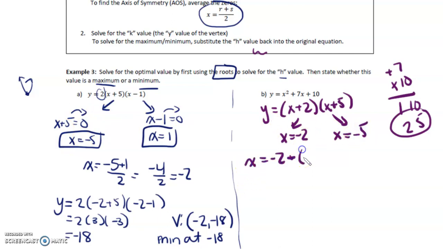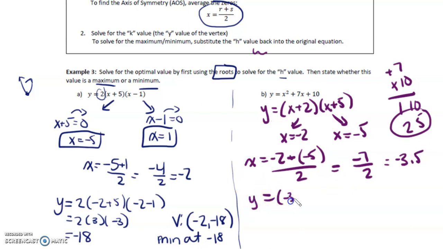So when we go ahead and add these together and average them out, we get -7/2. And that's fine. Like you can do -3.5, and that's fine as well. As long as that decimal stops and it's a neat decimal, I'm okay with that. So we're going to go ahead and sub in -3.5 squared plus 7 times -3.5, and then plus 10.